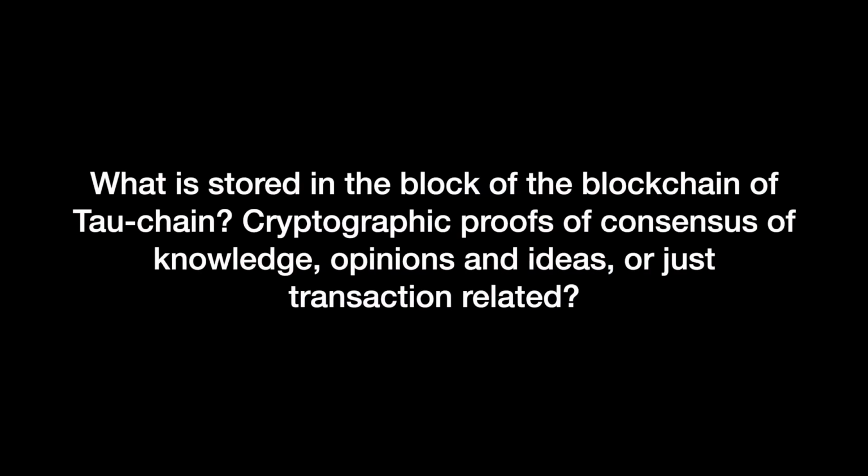And question 2 from Andrew is, what is stored in each block of the blockchain of Tau Chain? Is it cryptographic proofs or consensus of knowledge, opinions and ideas, or is it transaction related? The most important thing to be stored in the Tau blockchain is the code of the next version or a reference to the code.